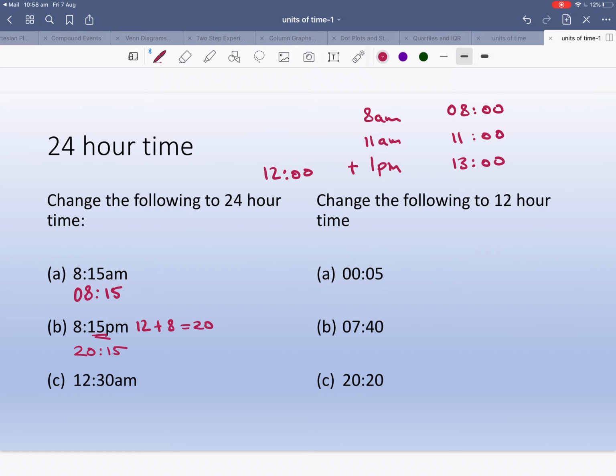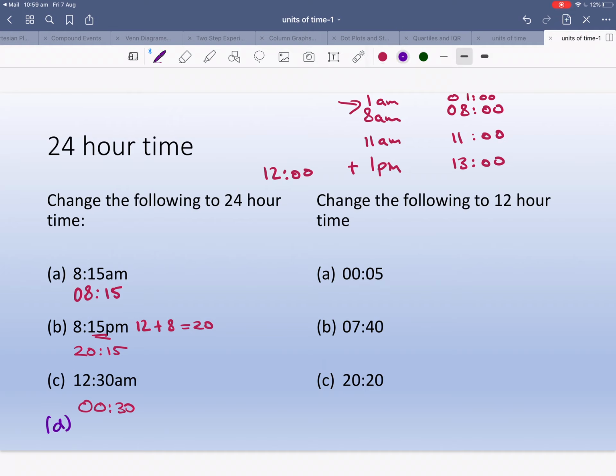12:30 AM. That's an interesting one. Actually, what's 1 AM? That'll be 0100. So what is 12:30 AM? We don't have to add anything. This is what it'll be, 0030, okay? Because it's before this 1 AM one, okay? So it's 12, it'll be 0030.